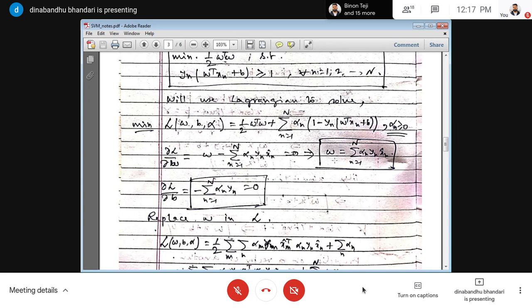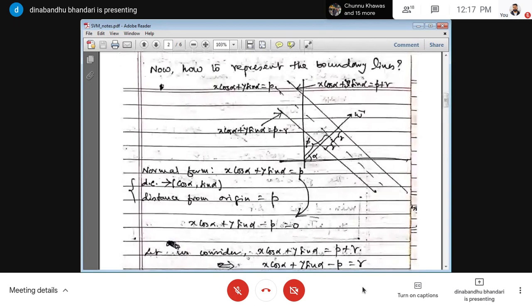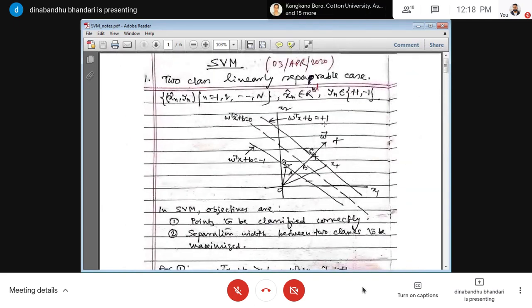So x1 will satisfy what? It would satisfy this equation, right? It will satisfy W transpose x plus b equal to +1 if x1 is in the positive boundary. If it is in the negative boundary, it would satisfy this equation, right? So you can put x1 in this, or maybe x2, x3, they are on this line. You can put any one of these, x1 on this, x2 on this, or x3 on this. You will be able to find out b as well.